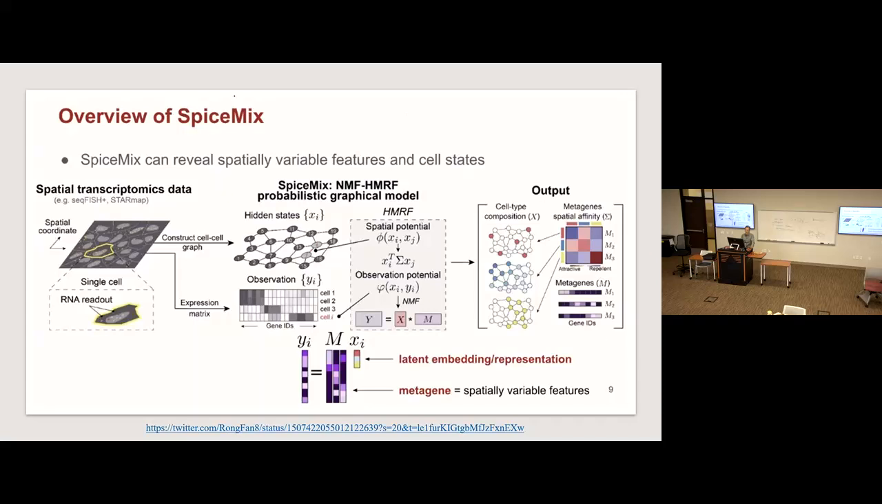Another package is called Spice Mixed, and they also use image files, FISH files. You can have the information from different genes. You can build an expression profile, gene ID, to do the decomposition. It's called metagenes. Same idea, looks fancy, but eventually they are the same. So NMF is in the middle of here.